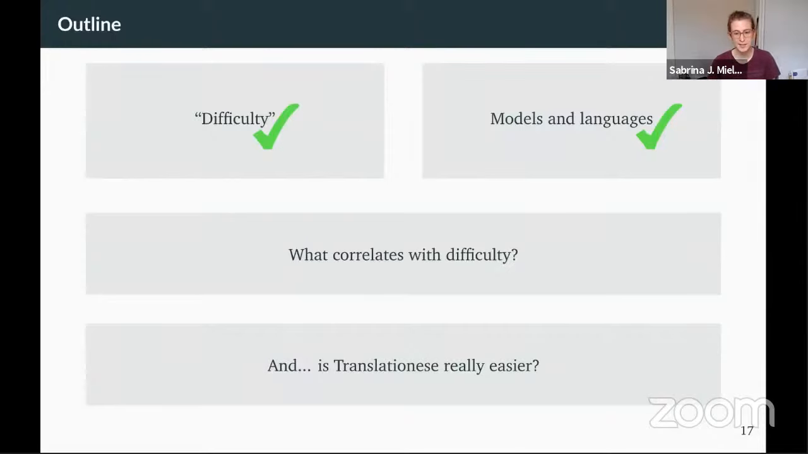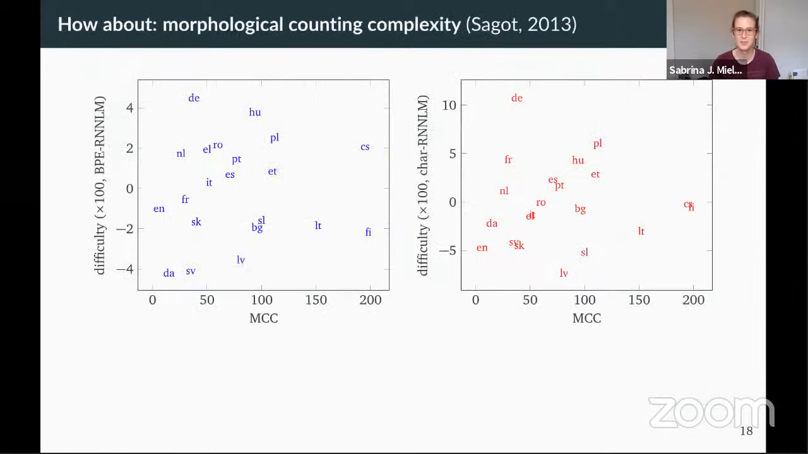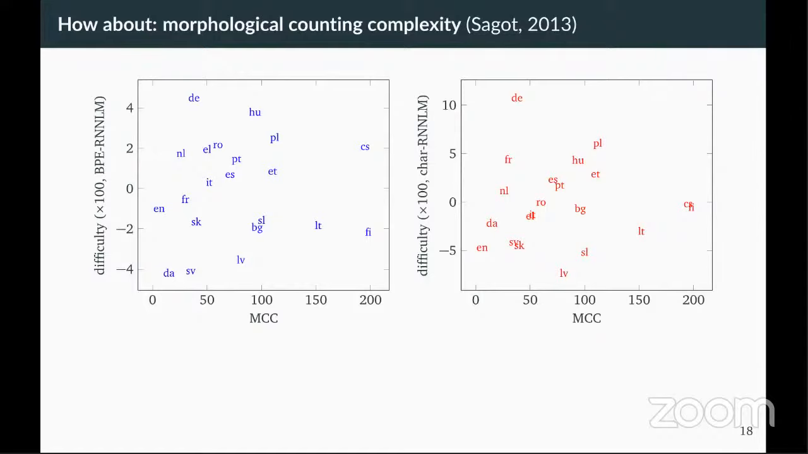So now let's look at what might be interesting: what correlates with these difficulties. Here's a plot where we asked, maybe morphology makes a language hard. We put all the languages on these plots. The x-axis is a measure of morphological complexity, very simply just counting all the different inflections that exist. So you see Czech and Finnish have a lot, English has almost none. And then the difficulty is on the y-axis. Basically the same for Czech and German.